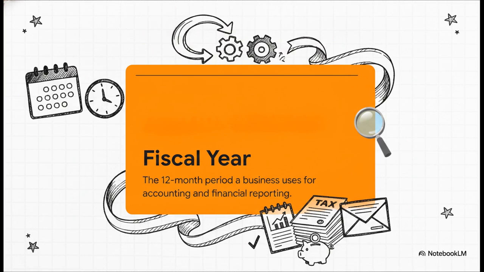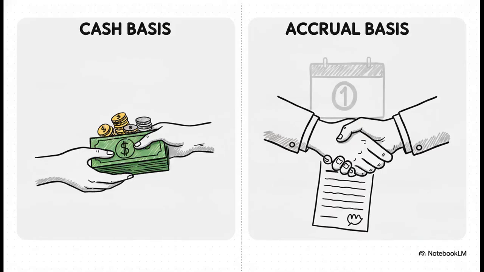Always verify your true reporting period by checking your previous tax returns or formation documents. Now, when it comes to tracking your money, you've got 2 primary accounting methods. Cash basis is pretty straightforward.